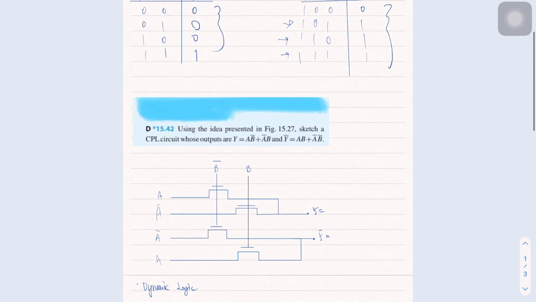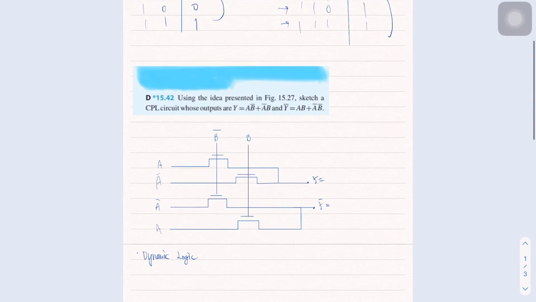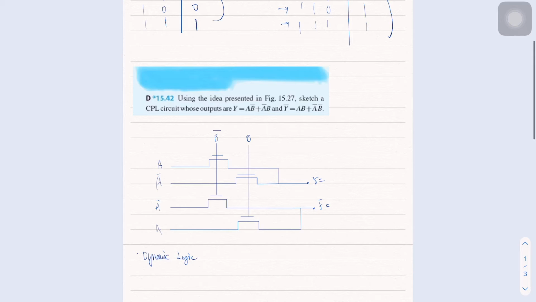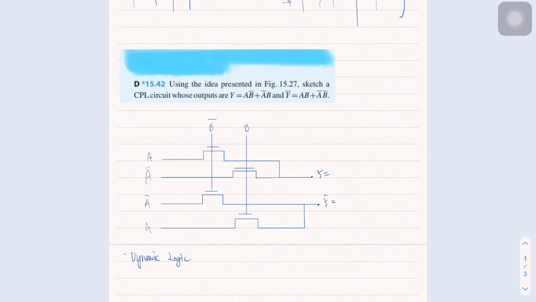Let's talk about an example in the book, which is 15.42. The book says, using the idea presented in figure 15.27, sketch a CPL circuit whose outputs are Y equal to AB prime plus A prime B and Y prime equal to AB plus A prime B prime. So the idea is that you want to read this diagram from left to right, top to bottom.